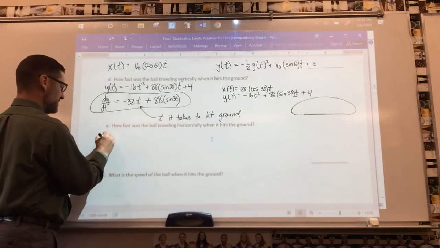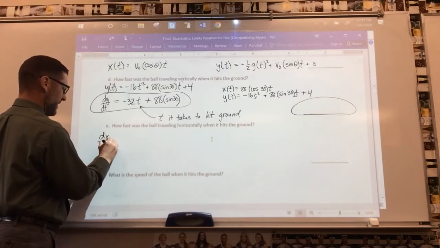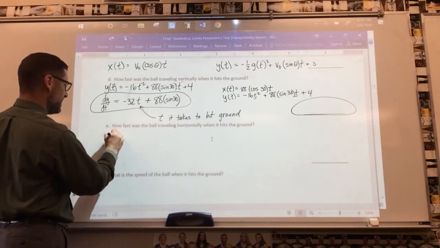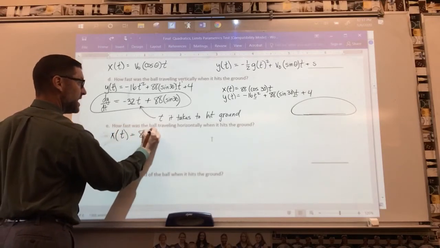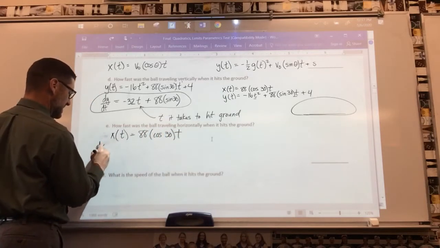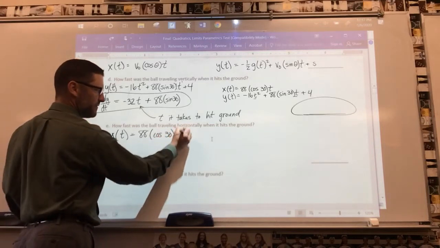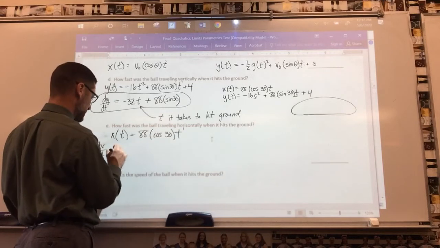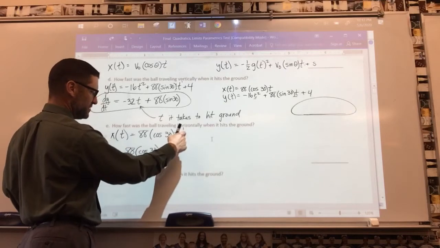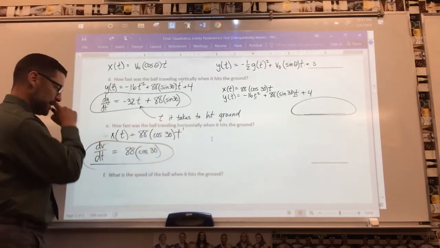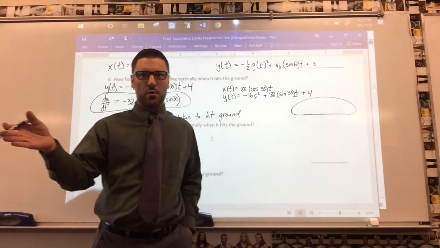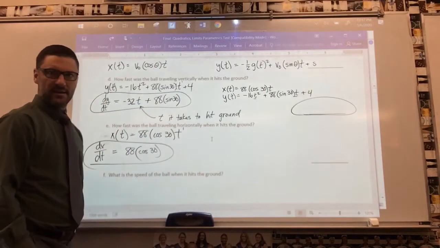Whatever that was, you take it, you plug it in there, and you have it. How fast was the ball traveling horizontally? dx dt, derivative of x with respect to time. Well, let's go like this. x of t is 88 times the cosine of 30 t, and we're doing dx dt. Okay, so this is t to the first. I take that, I pull it out in front, I multiply it. I get 88 cosine of 30, and that's t to the 0, which is 1. So dx dt is 88 cosine of 30, which basically means there's no t value. It doesn't matter what time it is. Your horizontal component is the answer for that.